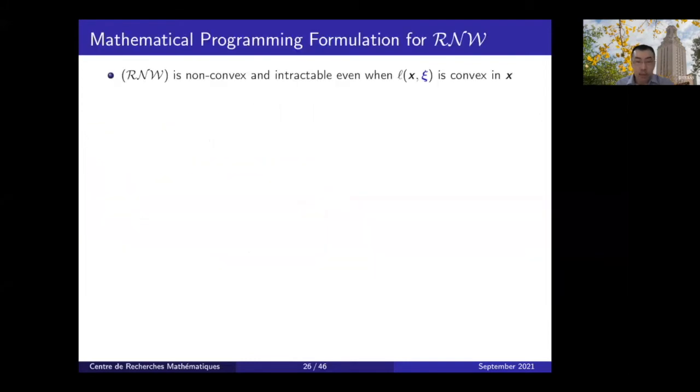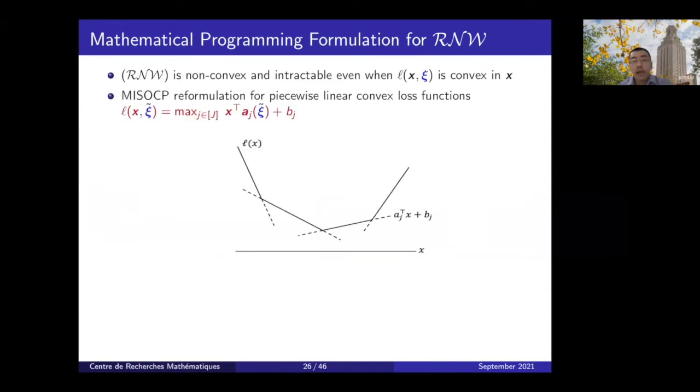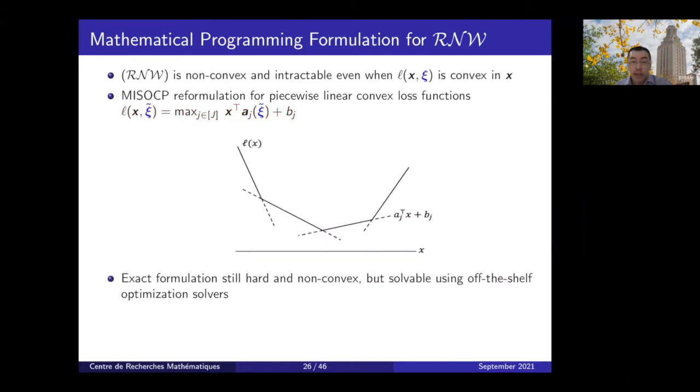So the variance regularized problem is non-convex even when the loss function is convex in X. When the loss function is piecewise affine, given by the maximum of capital J affine pieces, we get an equivalent mixed integer second order cone program. So the reformulation is still hard, but can be solved by any of the off-the-shelf solvers.